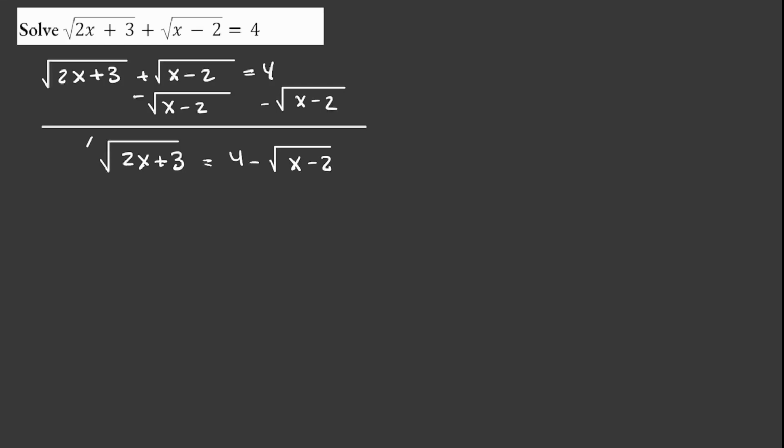I want to get rid of the radical on the left. So in order for me to get rid of the radical on the left, I am going to take the square of both sides of the equation. So by doing that, the square root on the left-hand side of the equation goes away and I'm left with 2x plus 3. And now here I am going to use the perfect square formula. So to use the perfect square, I need to identify my a, which is 4, and my b, which is the radical of x minus 2. So now the 2x plus 3 is what's left on the left-hand side of the equation.